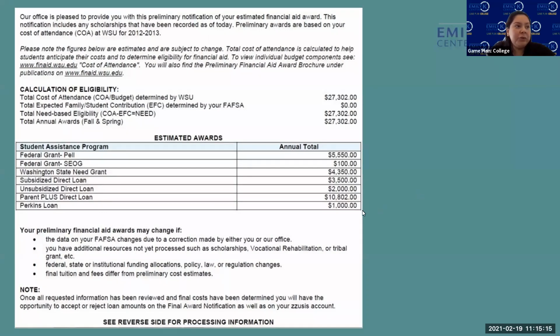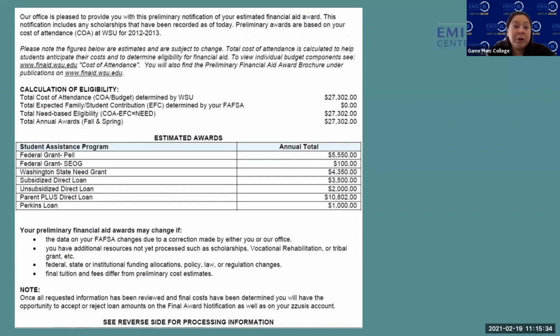And then another additional loan, the Perkins loan for $1,000. So the majority of my financial aid package, like $16,500, and more than that actually, like 17,000 and some dollars, are in loans.